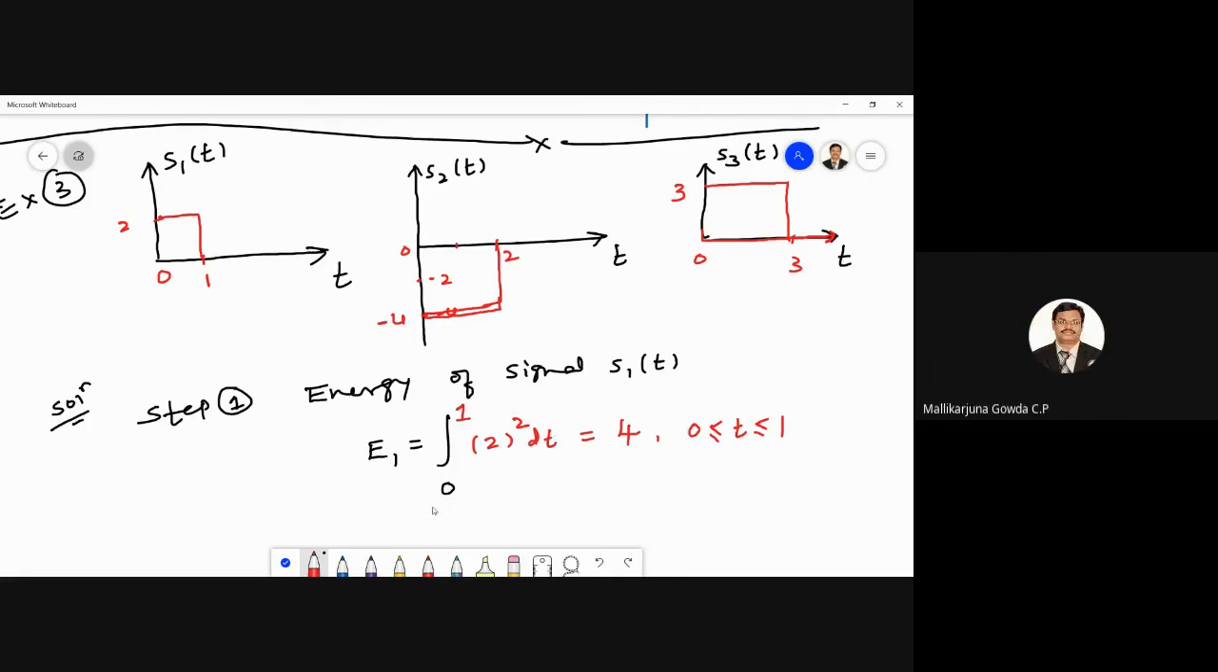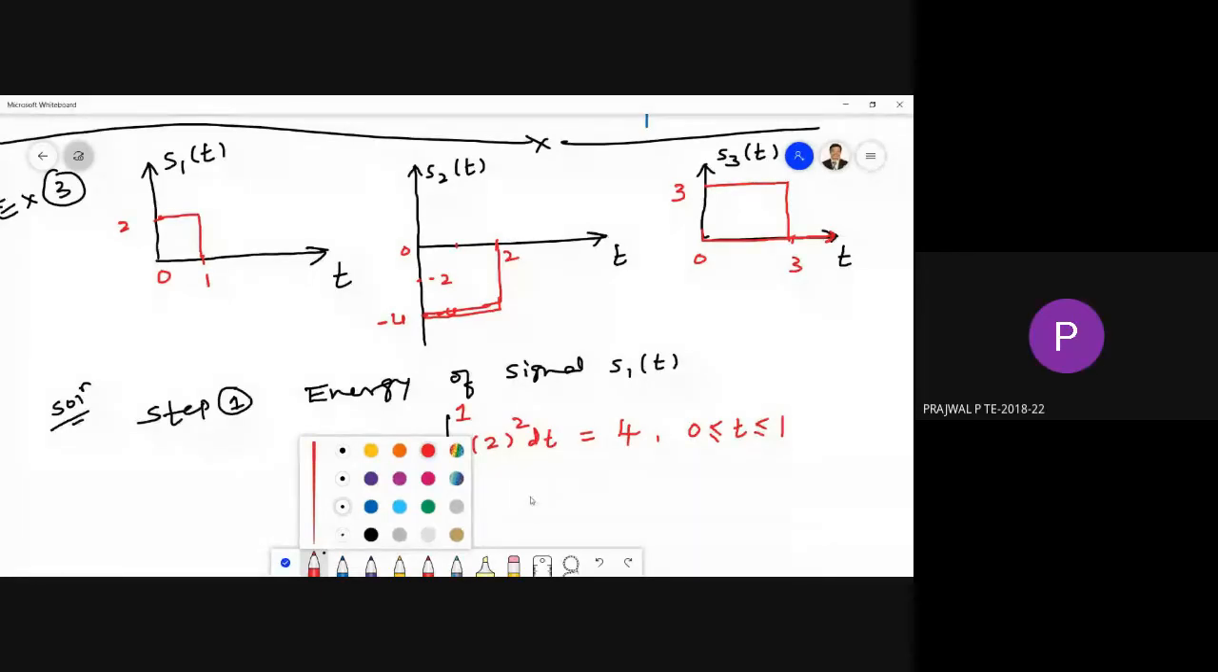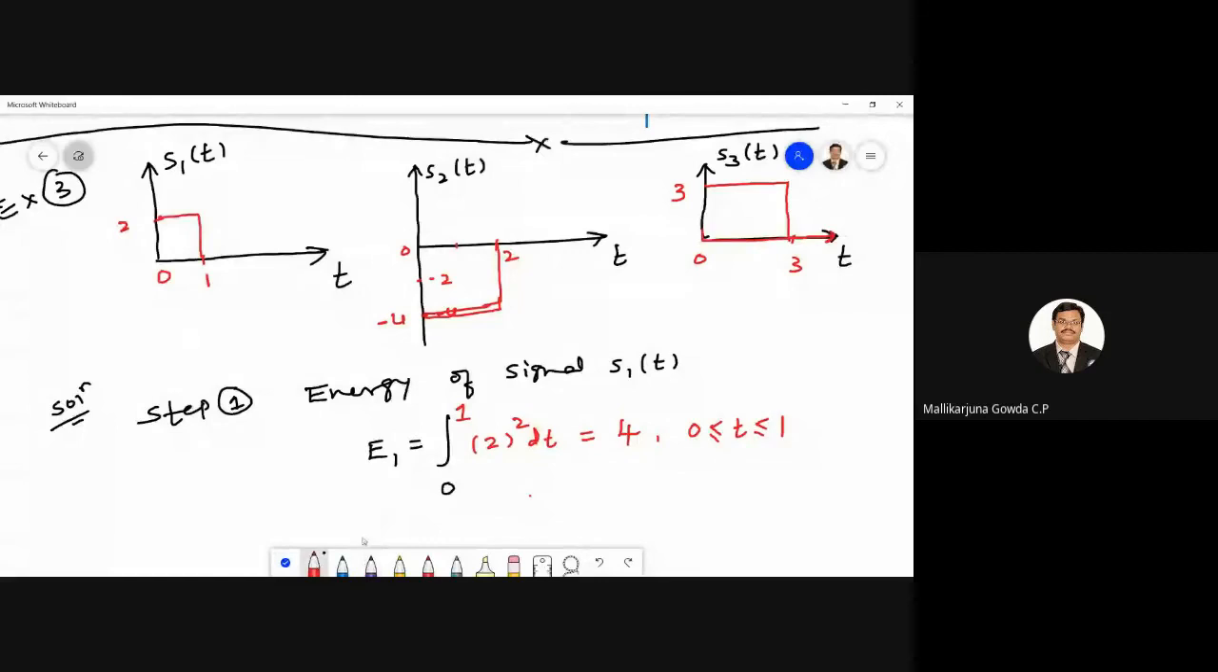Okay, so this is my answer. Prajwal said something, no? I think you asked energy or pi 1 of t when you said pi 1 of t, no, Prajwal? Phi 1 of t, yes, sir. Yeah, fine. So Manoj, can you say what is the pi 1 of t expression?